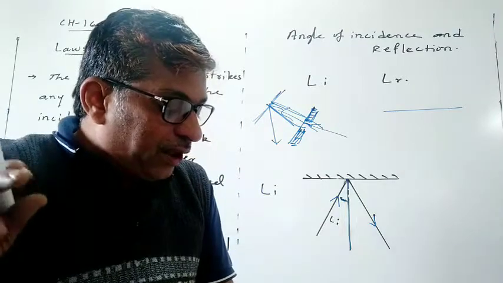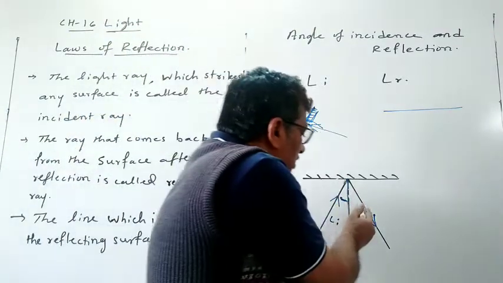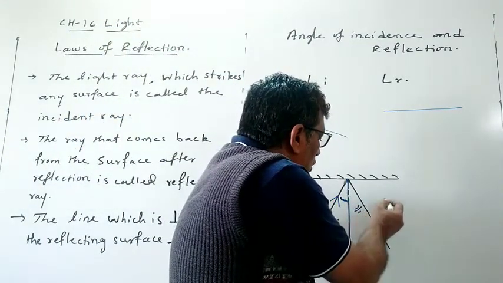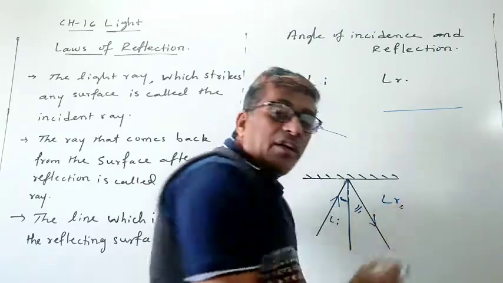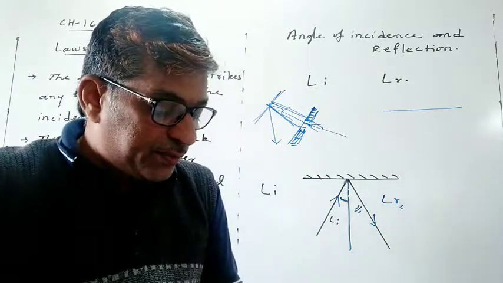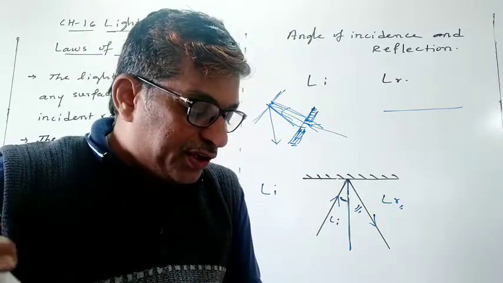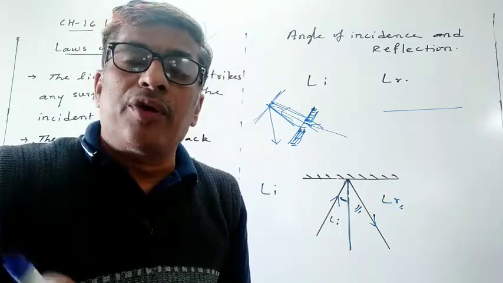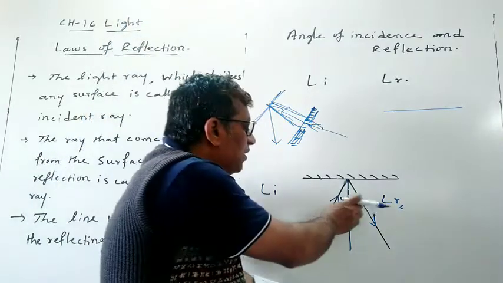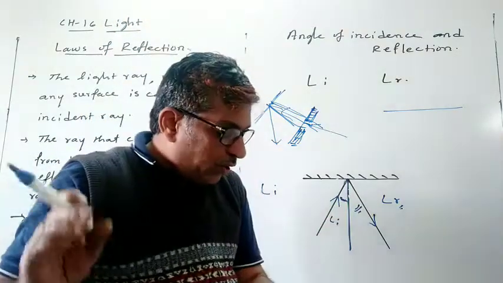And the angle between the normal and the reflected ray, this angle is called the angle of reflection. Next, measure the angle of incidence and the angle of reflection. So you have to measure this one as well as this one.